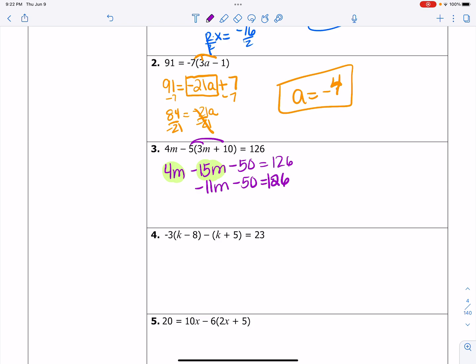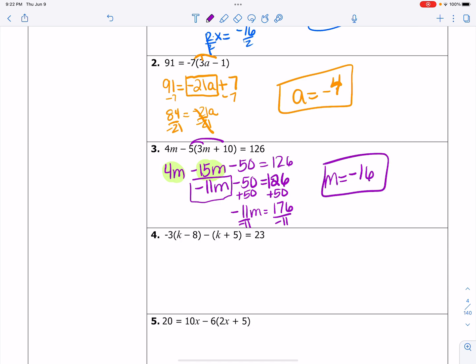Okay, so then again, I'm solving for this m. So I'm going to add 50, and that would be a negative 11m equals 176. And then I'm going to multiply by a negative 11, so I'm going to divide. And so you would have a calculator. My answer on that is a negative 16.